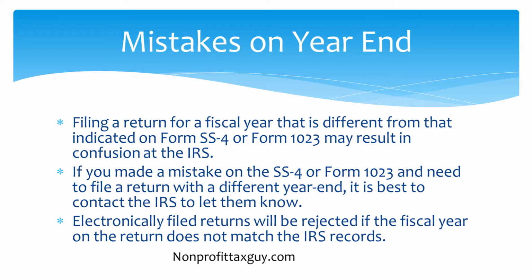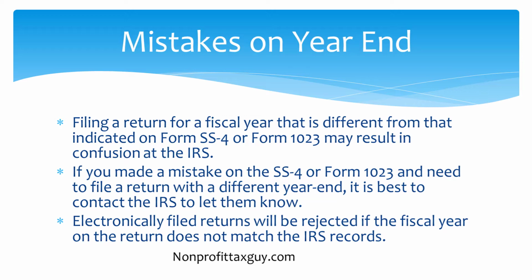Now, if the IRS records show that the organization has a June 30th fiscal year end, for instance, but the organization files a return based on a December 31st year end, it's going to create confusion, and that's going to have to be explained to the IRS, and the IRS is going to have to correct its records. That's if you file a paper return.